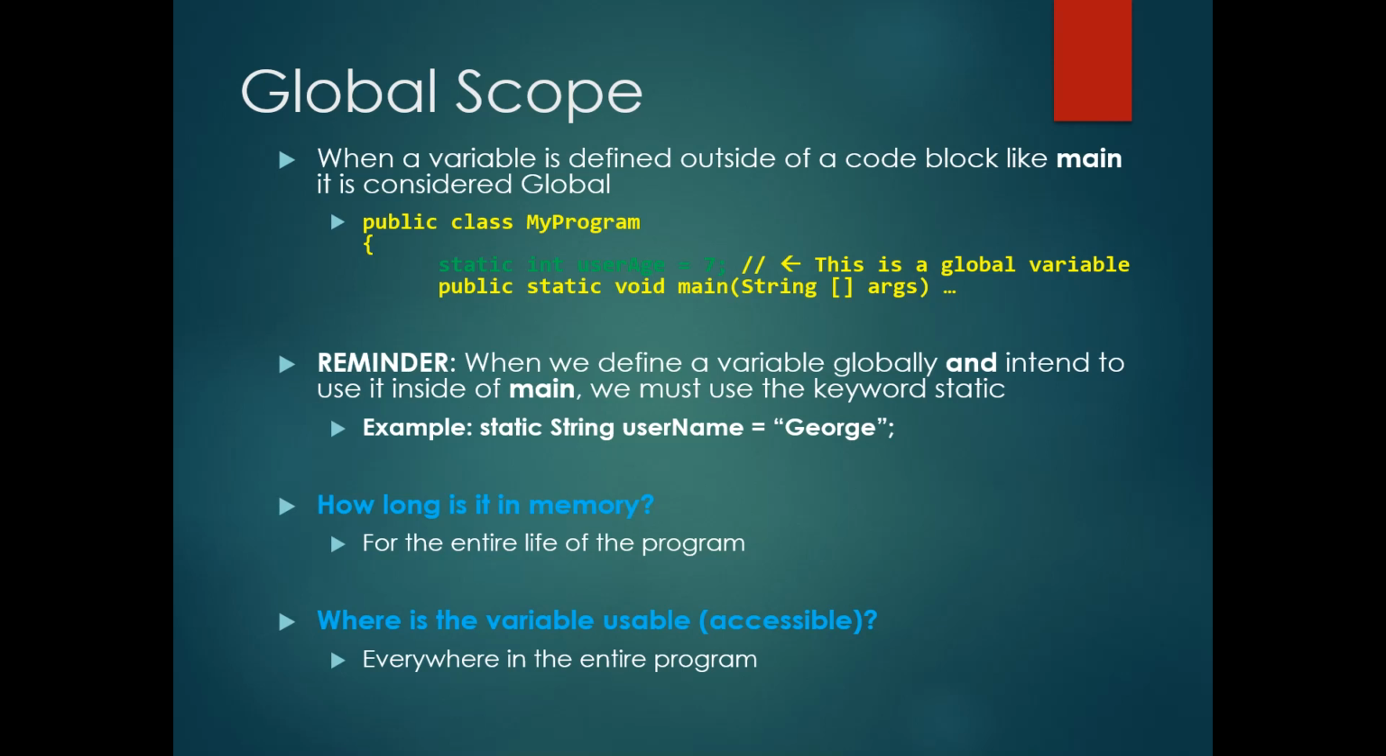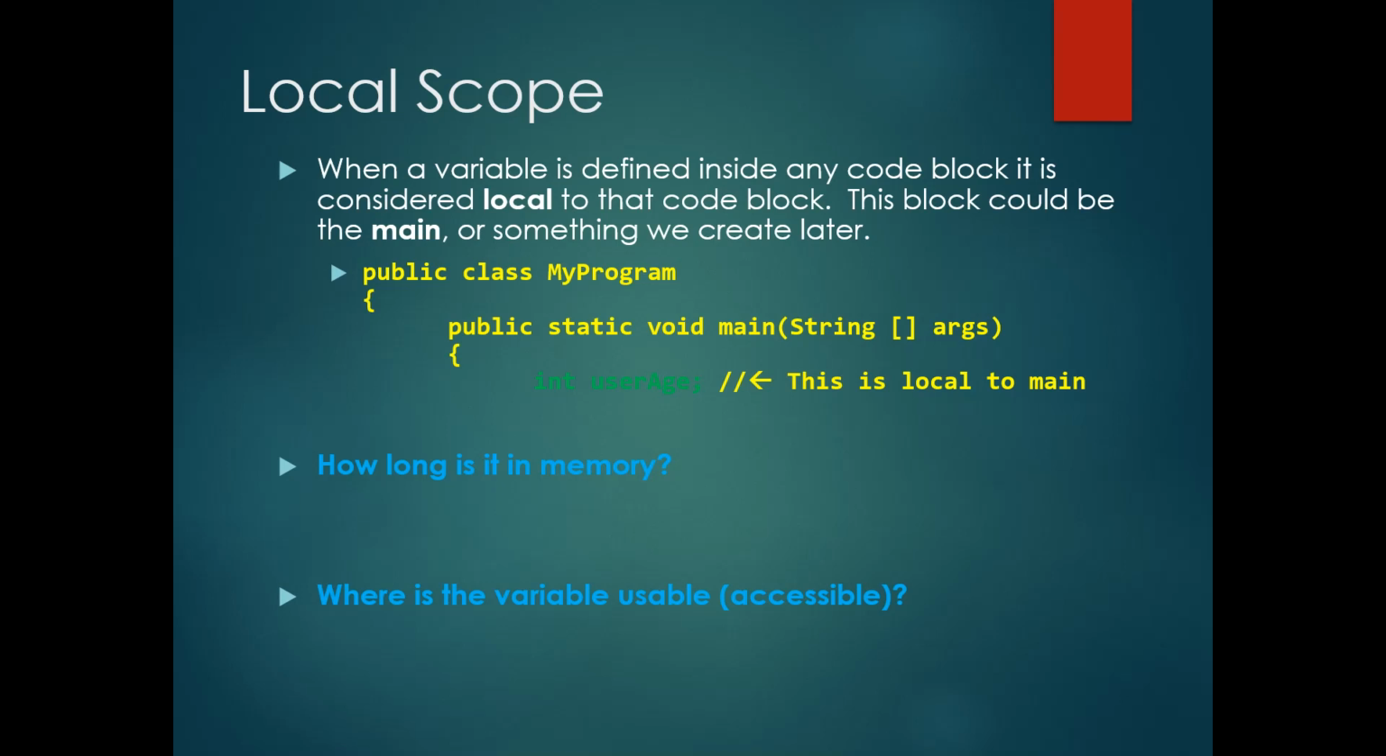That's key to knowing the next part, which is what we talk about when we say local scope. So when a variable is defined inside any code block, it's considered local to that code block alone. This block could be the main or something that we're going to create later on in the next couple of lessons. Looking at the example here, I've created a variable int userAge inside of the main. So this variable is local specifically to the main. It's only accessible within the opening and closing curly brackets of the main. It's also only in memory for that amount of time. When the main ends, that's when that userAge variable gets deleted.